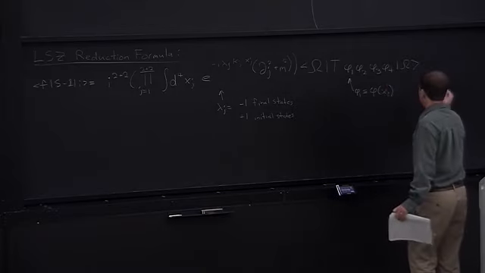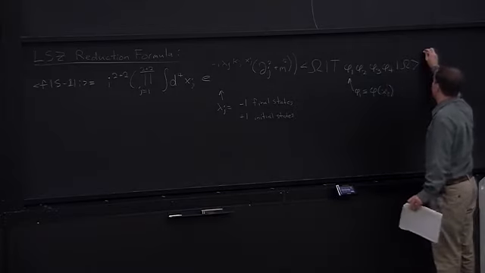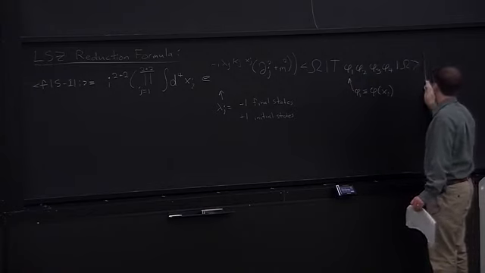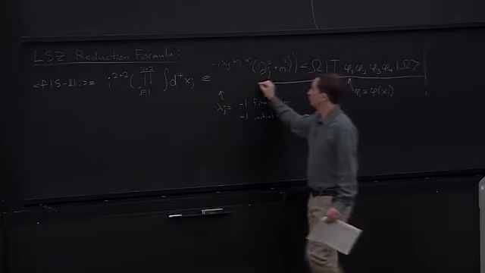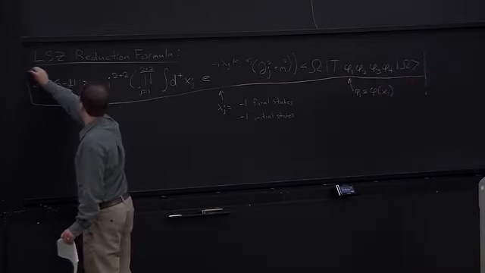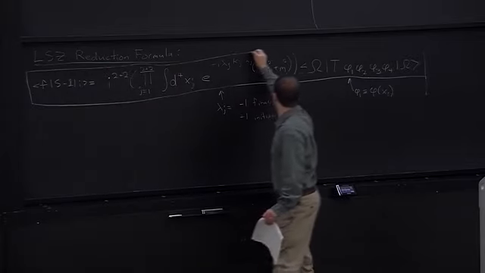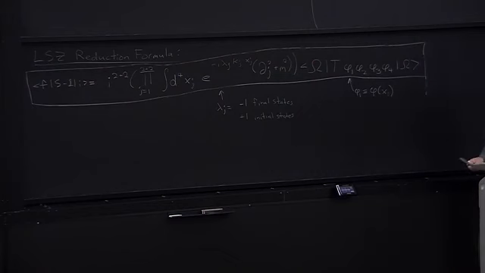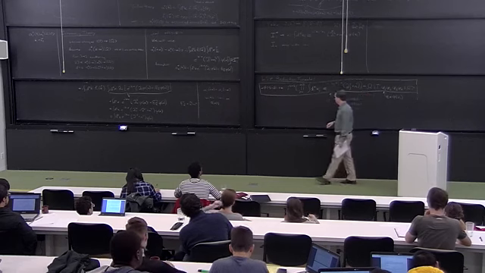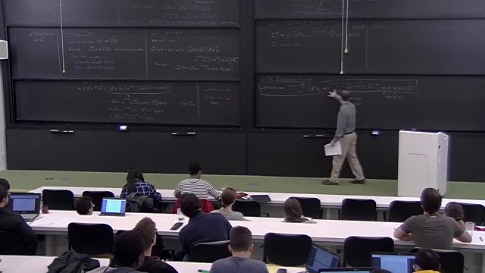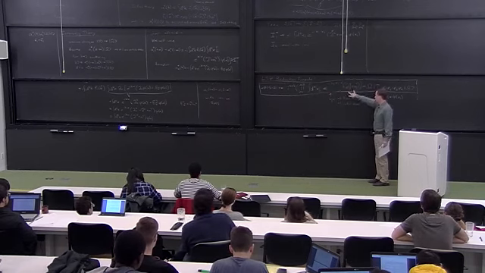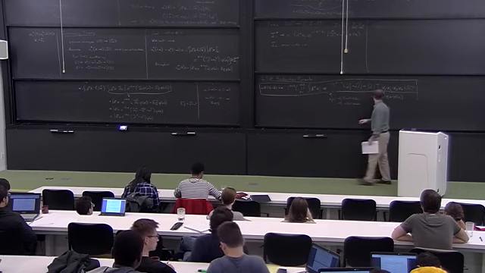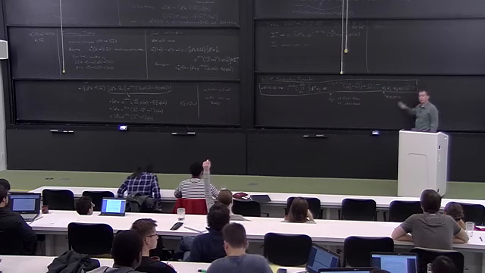So this is a key result. This is one of the key steps that will let us compute scattering amplitudes in interacting field theories. We have a bunch of integrals and derivatives to do, but we've made some progress. We've reduced the scattering amplitude to a time-ordered product of fields.